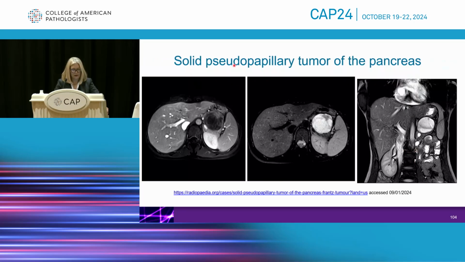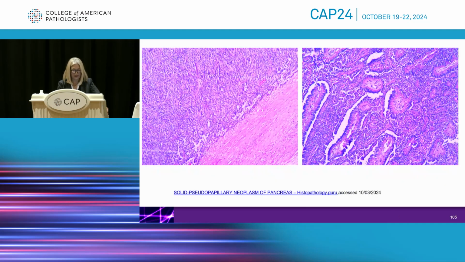Here's another one. This is a solid pseudopapillary tumor of the pancreas, most likely to occur in a distal site here, with different phases of contrast showing you that, yes, it's solid, it's very, very well demarcated, but it can occasionally have some central cystic degeneration. And as the name implies, it's solid with pseudopapillary areas of a fibrovascular core with a clinging residual epithelial layer.